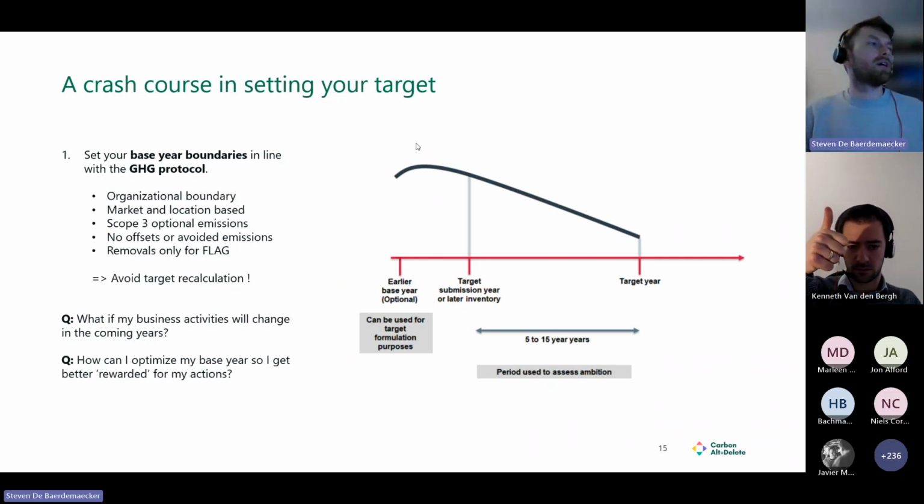Okay, perfect. So that's really the difference between base year and submission year, finding that sweet spot of your top emissions, to be able to properly calculate the reduction that you have put from your top to your eventual target year.